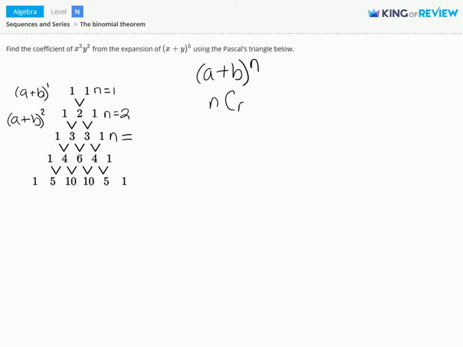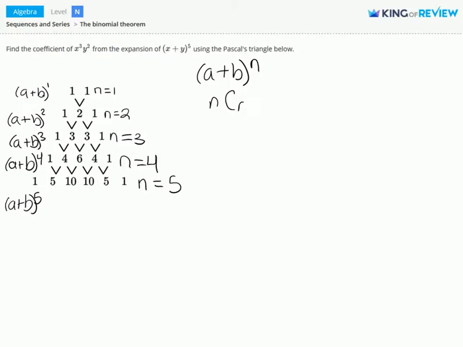The third row is n equals 3. So we have the expansion of (a + b) to the third power. And the fourth row is n equals 4, which is the expansion of (a + b) to the fourth power. And the fifth row is when n is equal to 5. So this represents the coefficients of the terms from the expansion of (a + b) to the fifth power.